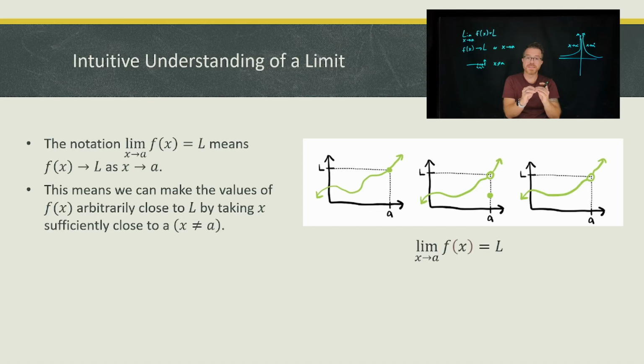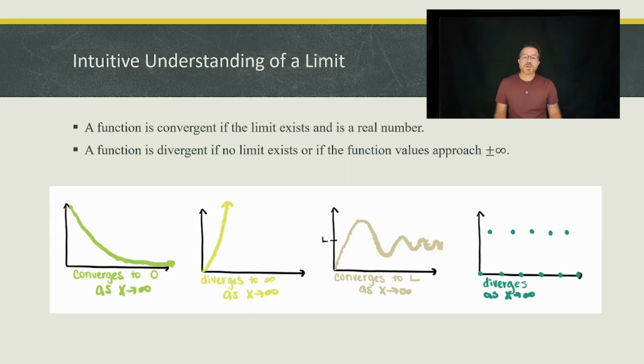So what we're going to do when we look at the limit is look at what happens as we get sufficiently close to that value without ever being at that value. So let's look at some intuitive ideas of what this might look like if a function is convergent and a limit exists and is a real number. A function is divergent if there's no limit or if the function value approaches either positive infinity or negative infinity.